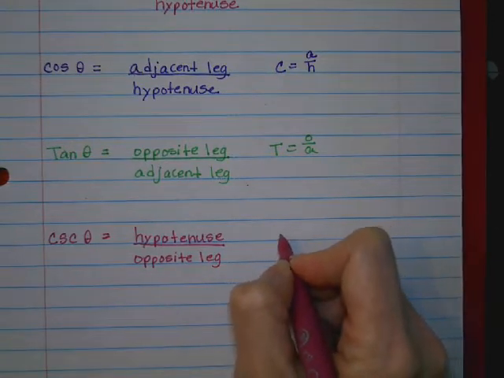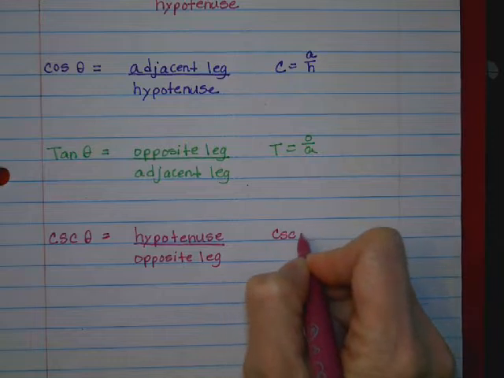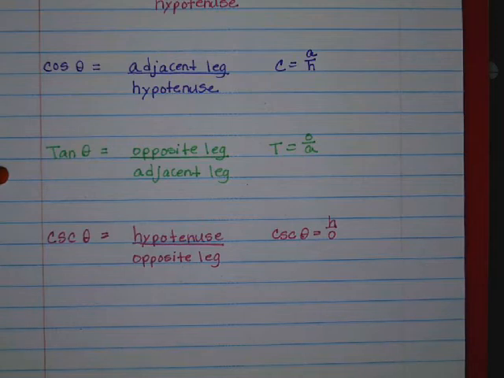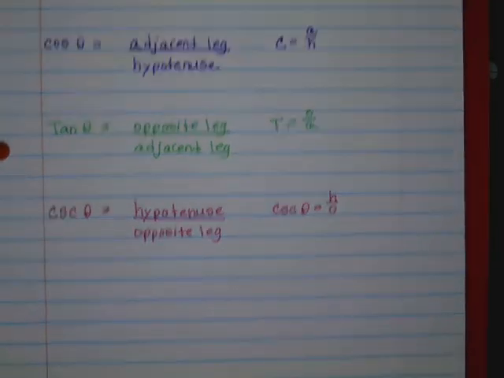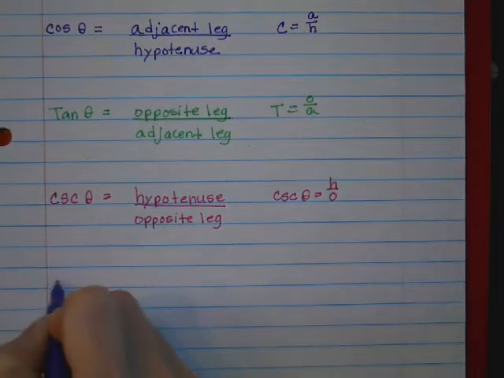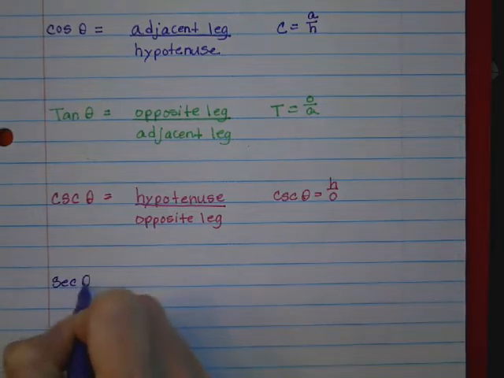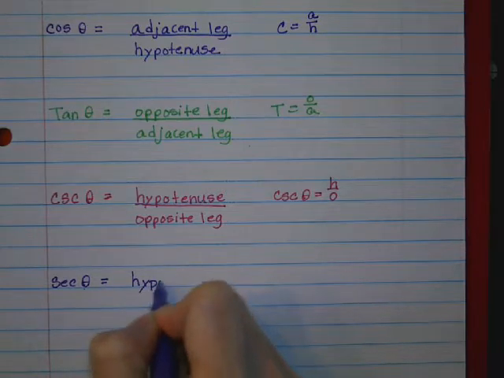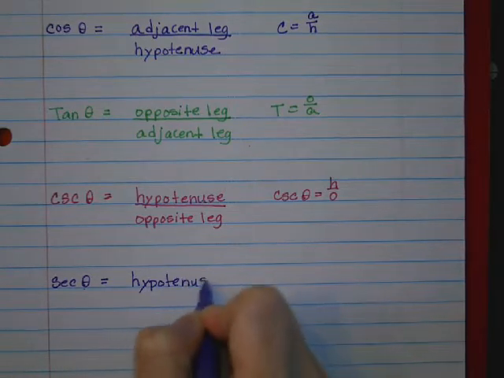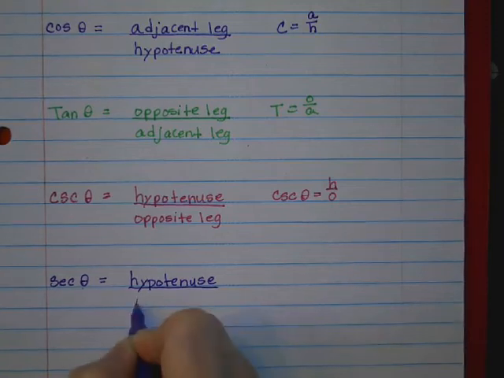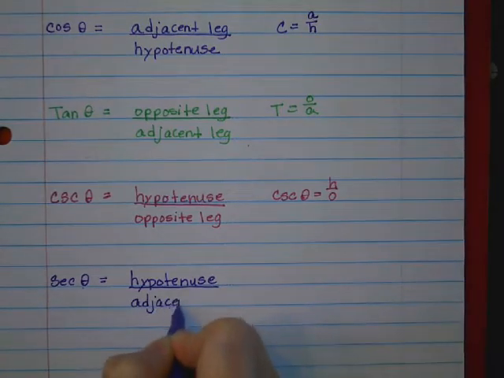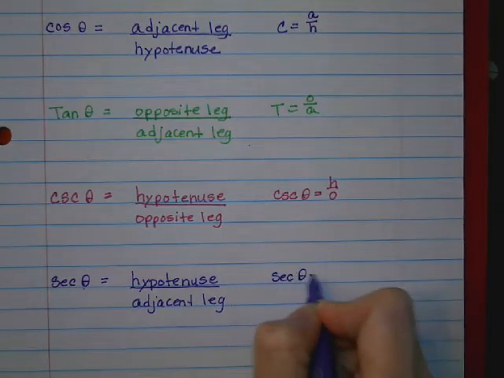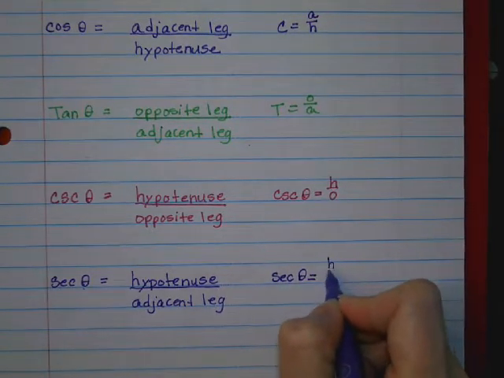So this means my cosecant is hypotenuse over opposite. All right, we're going to move to the next one, which is your secant. That is the reciprocal of the cosine. So that would be the hypotenuse over the adjacent leg. So therefore your secant of theta is equal to h over a.